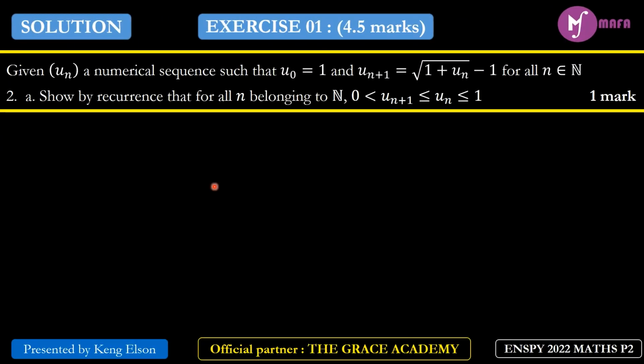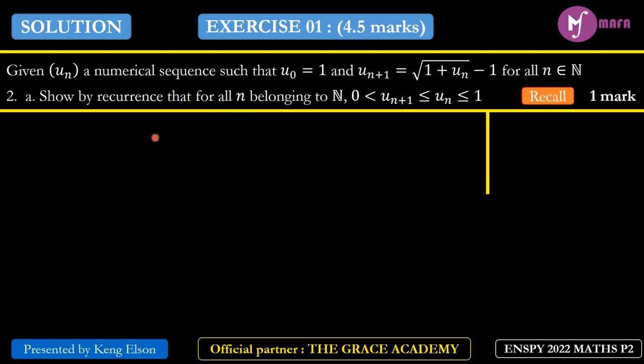Okay, question 2a. Show by recurrence that for all n belonging to the natural numbers, 0 is less than u n plus 1, less than or equal to u n, less than or equal to 1. So recurrence means that we need to show by mathematical induction. So to show by mathematical induction, we start with our statement.